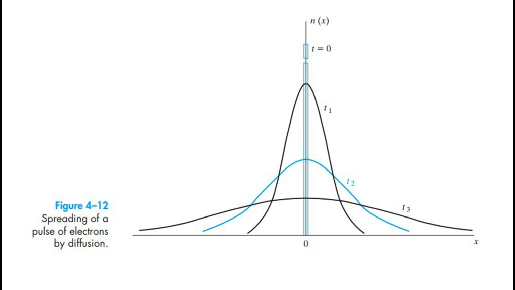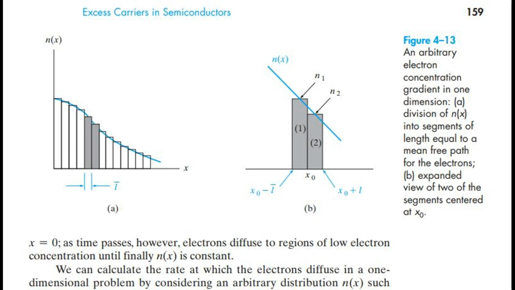We can calculate the rate at which the electrons diffuse in a one-dimensional problem by considering an arbitrary distribution n(x), such as Fig. 4-13a. Since the mean free path L between collisions is a small incremental distance, we can divide x into segments L wide, with n(x) evaluated at the center of each segment, Fig. 4-13b. An arbitrary electron concentration gradient in one dimension: (a) division of n(x) into segments of length equal to a mean free path for the electrons; (b) expanded view of two of the segments centered at x0.